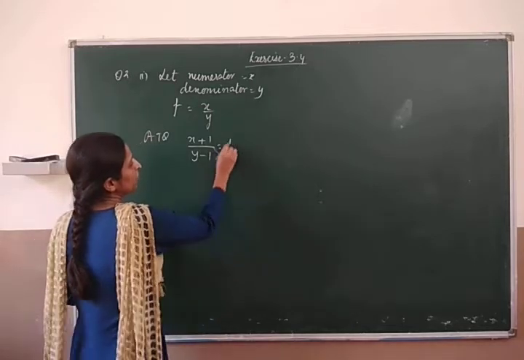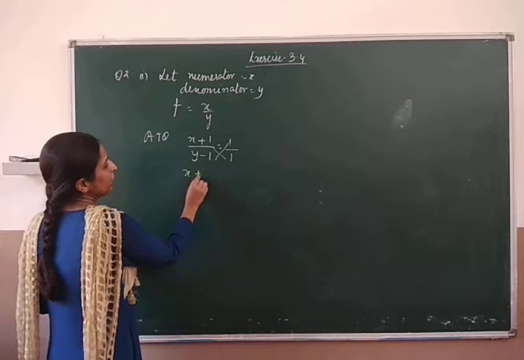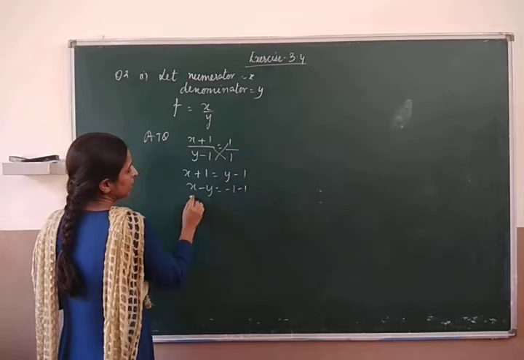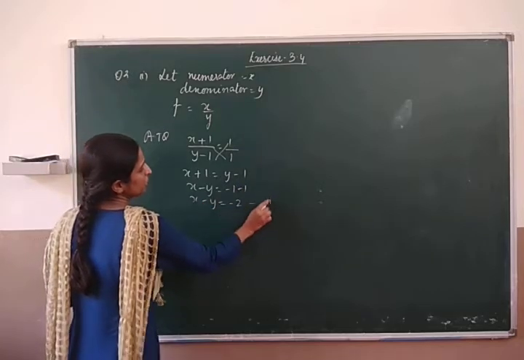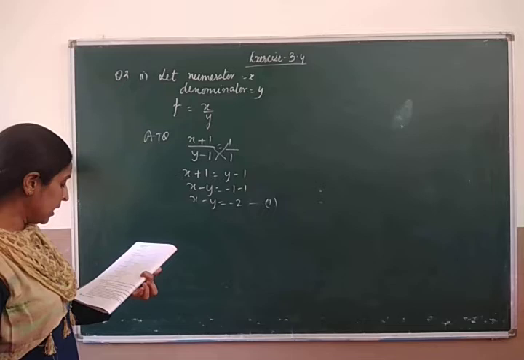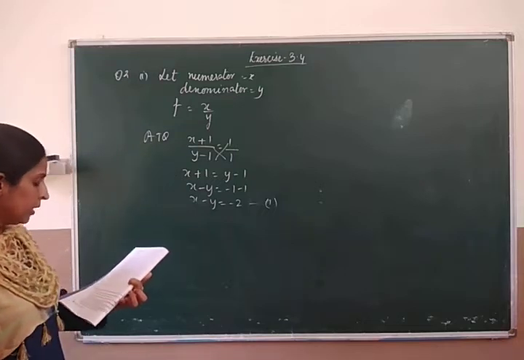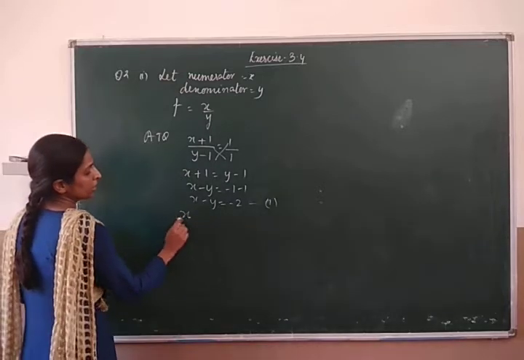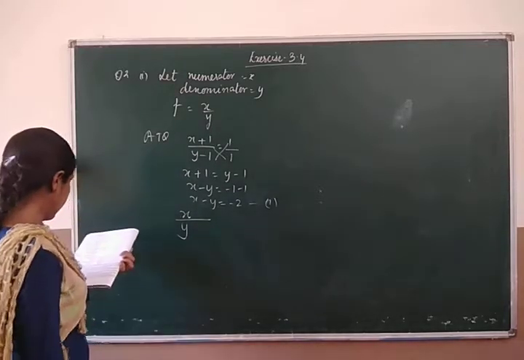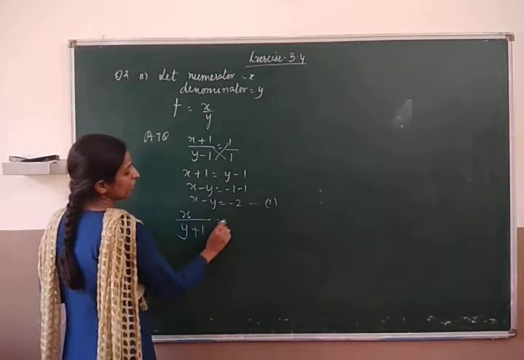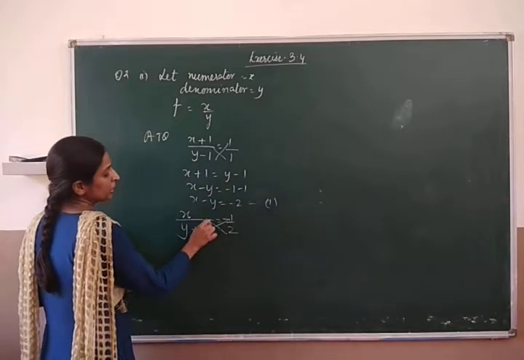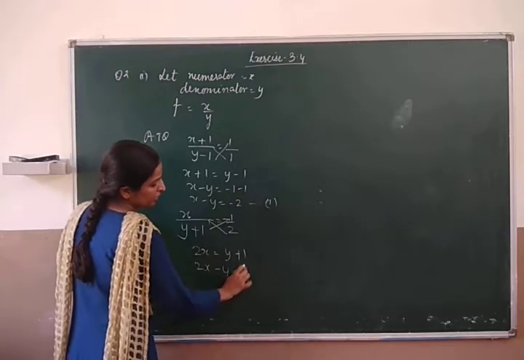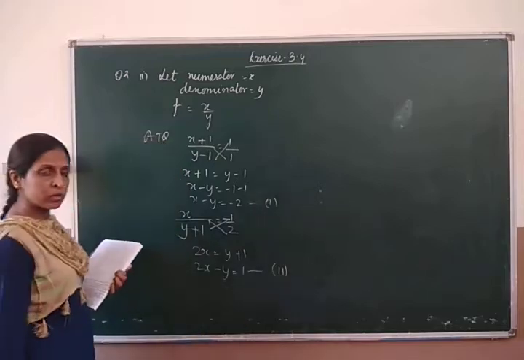You can write it as 1 upon 1, cross multiply, and you can frame a linear equation out of it. It will become x minus y equal to minus 2. This is first equation. Then the next is, and it becomes half if we add 1 to the denominator. Denominator only, numerator is not changed, denominator is changed. If we add 1 to the denominator, fraction becomes 1 by 2. By cross multiplication, you will be getting 2x equal to y plus 1 and 2x minus y will become 1. These two equations you have got.